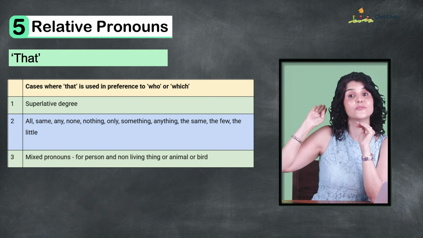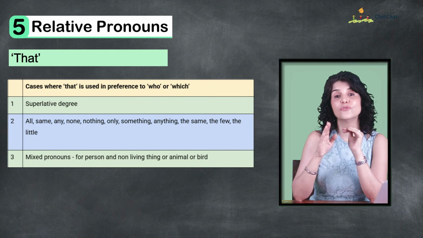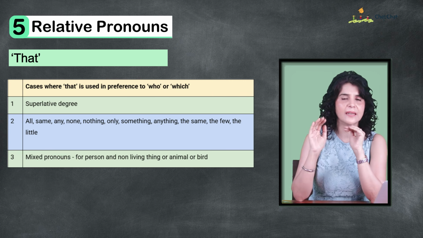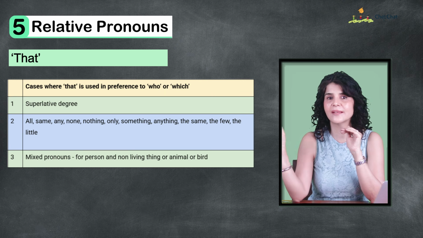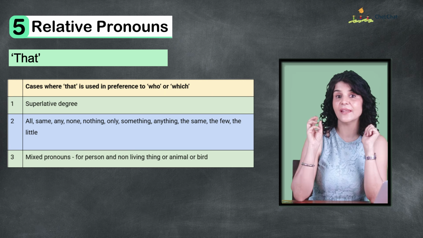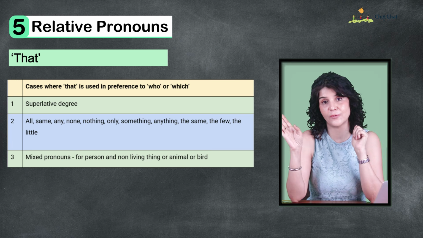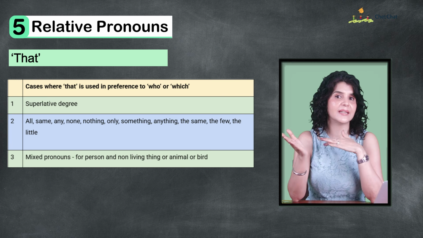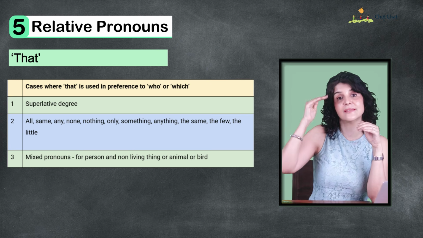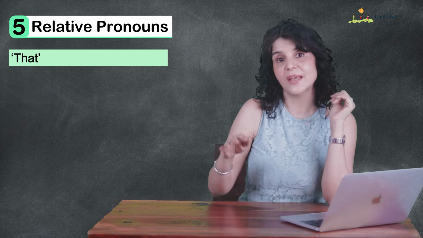The first one is for superlative degree. 2 is when any of these words are used. All, same, any, none, nothing, only, something, anything, the same, the few, the little. And 3 is for mixed pronouns, for person and non-living things or animal or bird. Take a screenshot right now and let's discuss each of them.